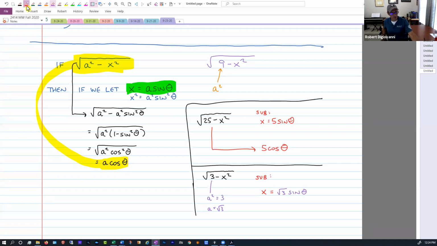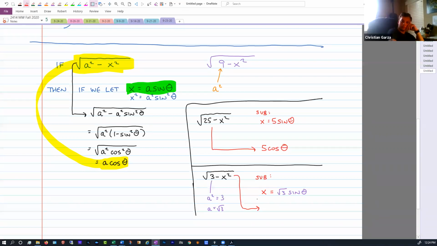And so what does all of this nasty, ugly root turn into? Without doing any work, root 3 cosine theta, right? That's what it's going to become.